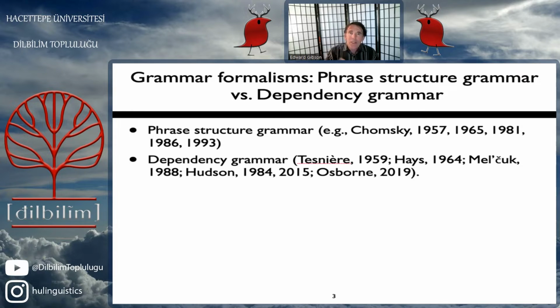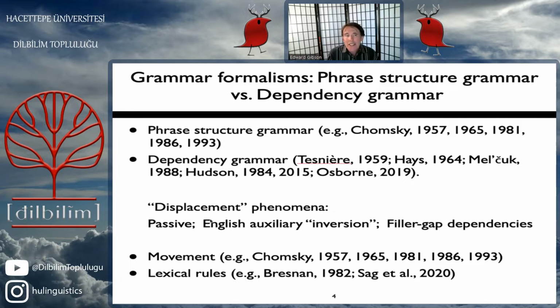So these are the compositional bases for grammar: dependency grammar or phrase structure grammar. Then there's the question of how you deal with long distance dependencies. There's sort of two ways to do that. The displacement phenomena, such as passive and auxiliary movement in English and filler gap dependencies. How do you do those? Chomsky's famous for proposing movement of constituents.